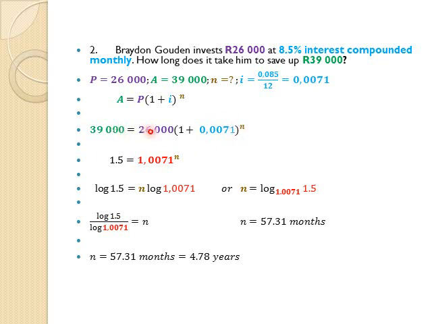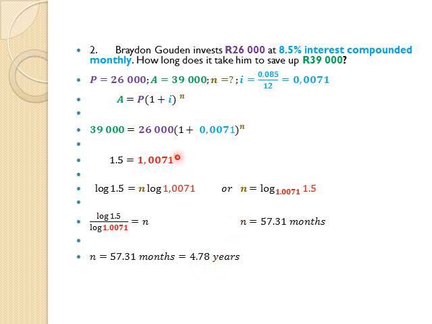Alright, 39 divided by 26 gives me 1.5. 1 plus 0.0071 gives me 1.0071 to the power n. So again, log 1.5. I can't make the bases the same, so then I have to use log to solve it. Log 1.5 equals n goes to the front, and log 1.0071. Log 1.5 divided by log 1.0071, and n gives me 57.31 months. Divided by 12 gives me 4.78 years.